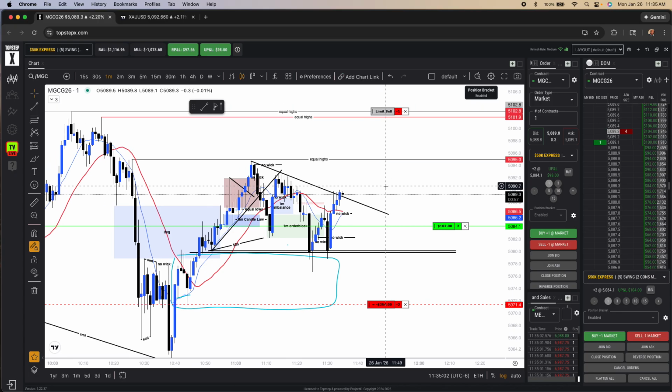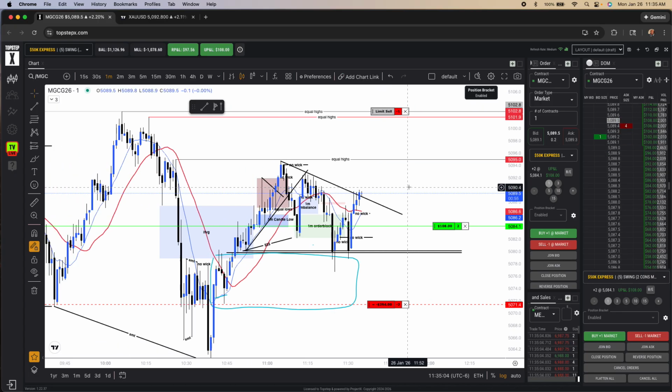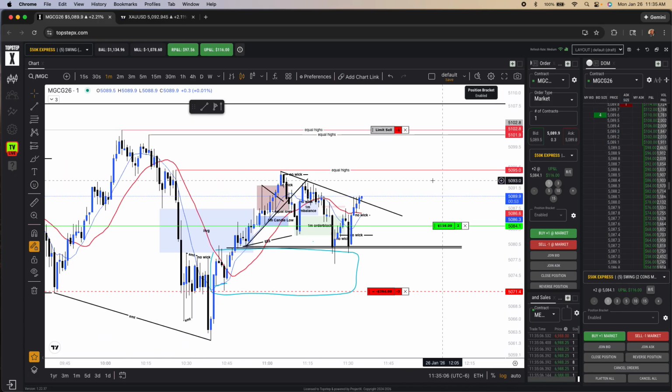So this was kind of based off of order flow and just the flow of orders coming in and out of the market.